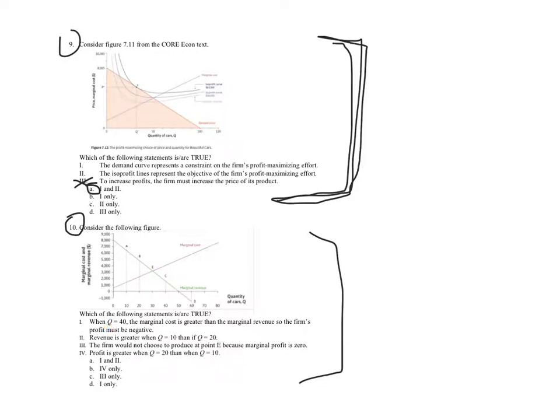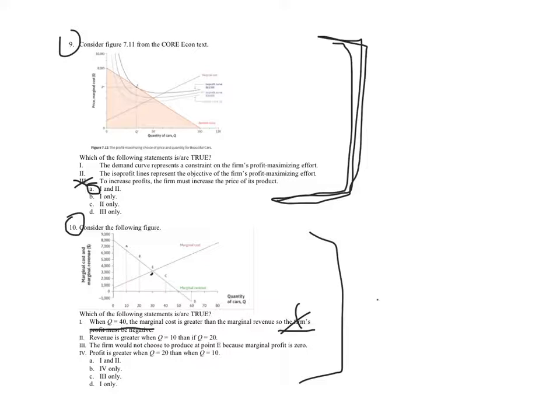Now, when Q equals 40, the firm is producing more than the profit maximizing quantity. Marginal cost is greater than marginal revenue. True enough. So the firm's profit must be negative. It was so promising until that last clause. No, the firm's profits aren't necessarily negative there. They're just not at the highest.